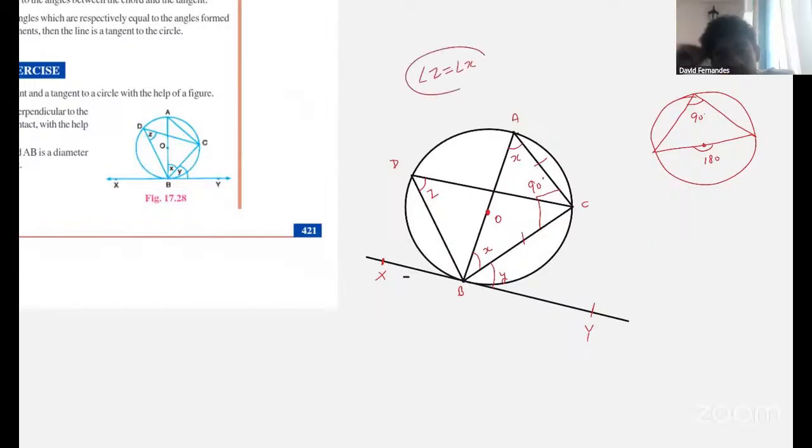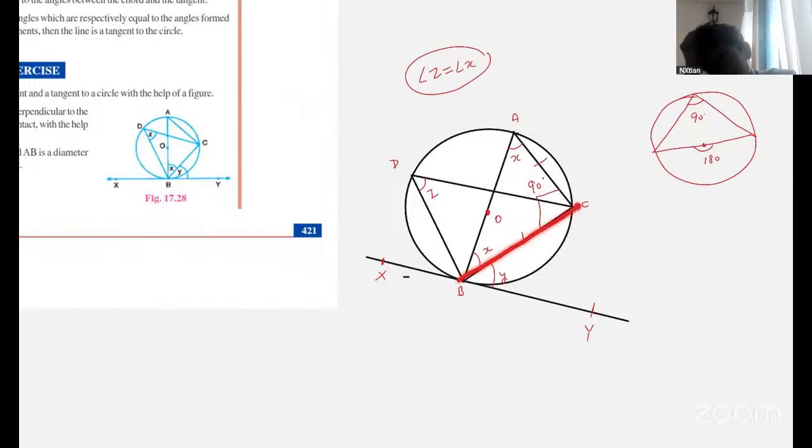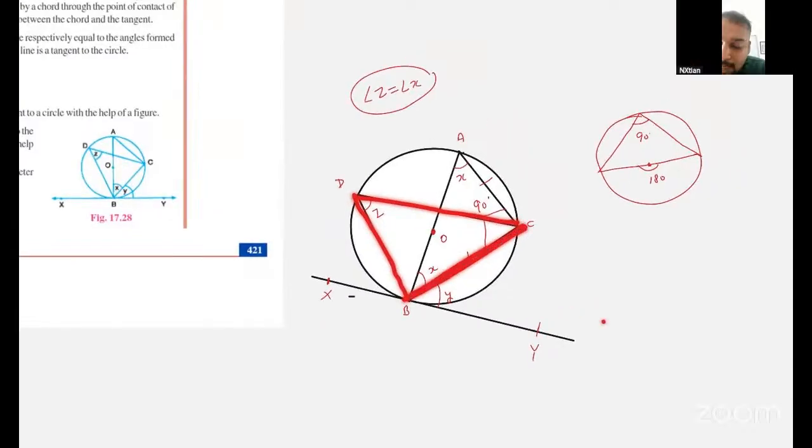Why is angle Z equal to angle X? Because see, the chord BC makes the angle on D like this. Yes or no? In the same way, the same chord BC makes the angle on A. So it means that angle X and angle Z, they both are equal.